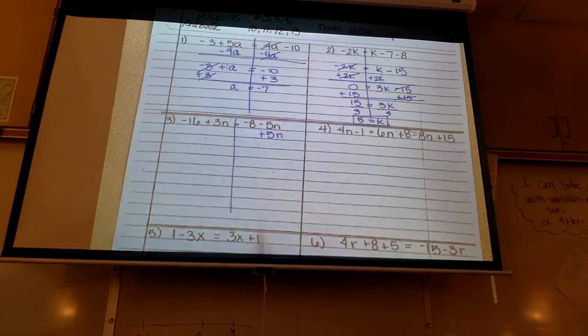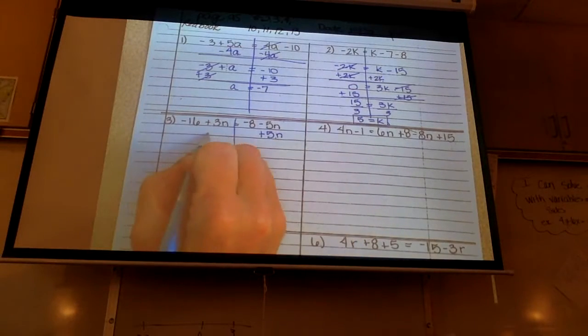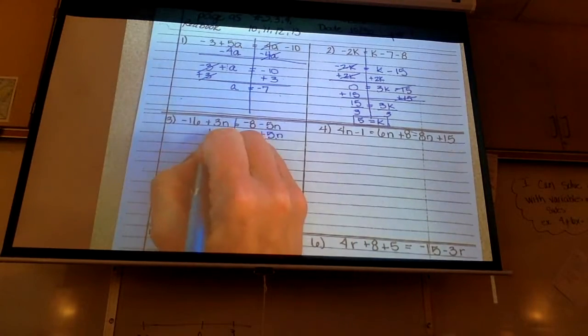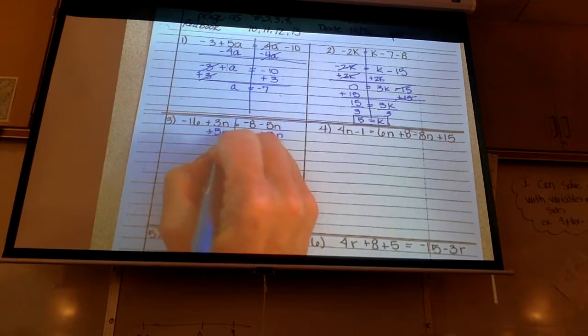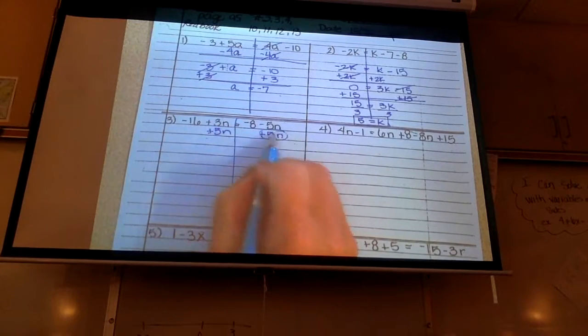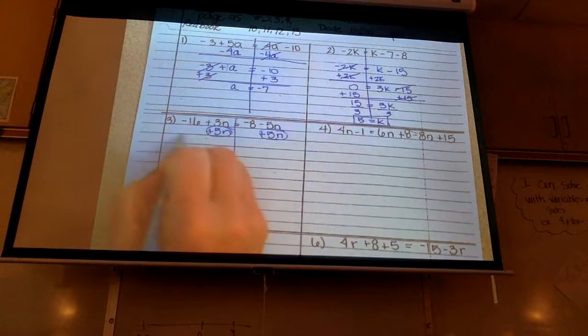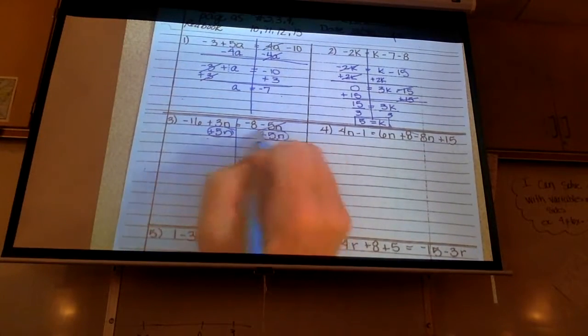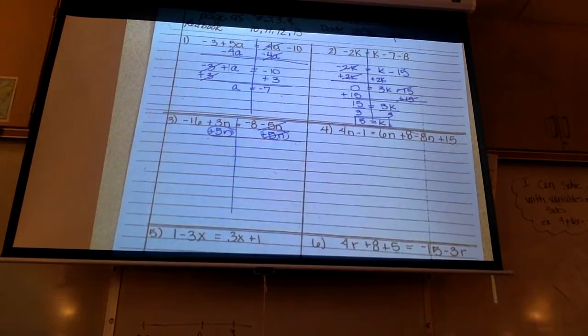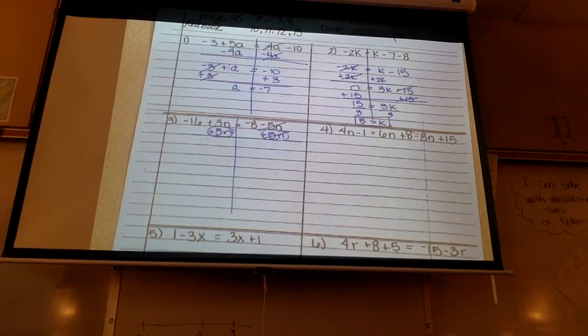That's what I'm doing. So what I do to this side, I have to also do to this side. I'm going to line it up with my other n term. What I wrote here, I also write here. Those have to be the same. -5n and +5n, boom. You got no apples.